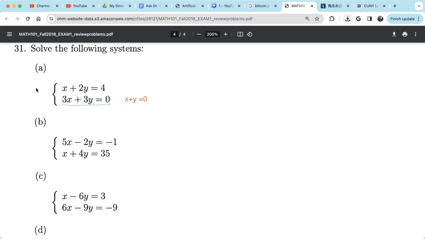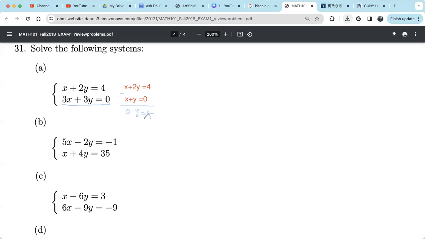Now we work with x plus 2y. Let me just rewrite the top one. So x plus 2y equals 4. Then we can do subtraction. So we subtract those two. You see, x minus x, we get 0. 2y minus y, we get y. And 4 minus 0, that's 4. So y equals 4.